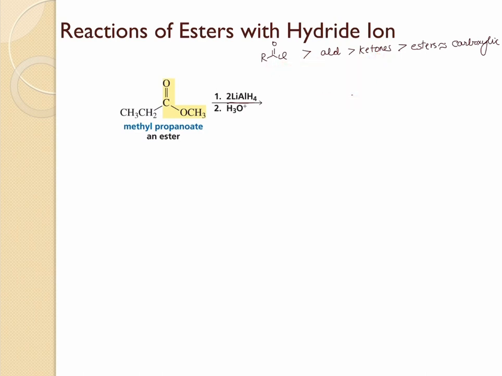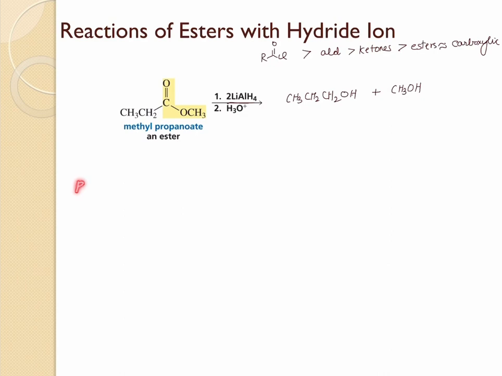Now, what are the products that we'll be getting when an ester has been reduced? It's going to give us two alcohols. So in this case, when methyl propanoate undergoes reduction, it's going to give us one-propanol and methanol. So these are the products that will be obtained for this ester when it is reduced. Let's also take a look at the mechanism. Here, it's going to undergo two successive reductions. The first step is a nucleophilic addition elimination reaction, and the second is a nucleophilic addition reaction.